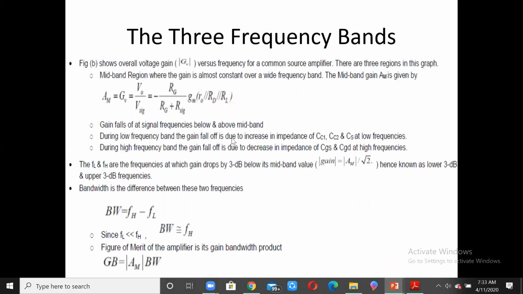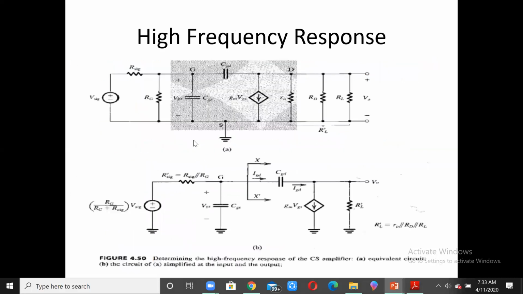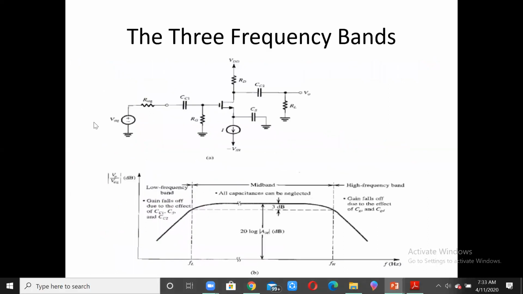During the low frequency band, the fall off is due to CC1, CC2, and CS at low frequencies. So the coupling capacitors and the bypass capacitor CS, these two are coupling capacitors, this is the bypass capacitor. These are responsible for the gain fall off at low frequency. So that is what is mentioned over here. You can see that gain falls off due to the effect of CC1, CC2, and CS, as mentioned here in the low frequency band.